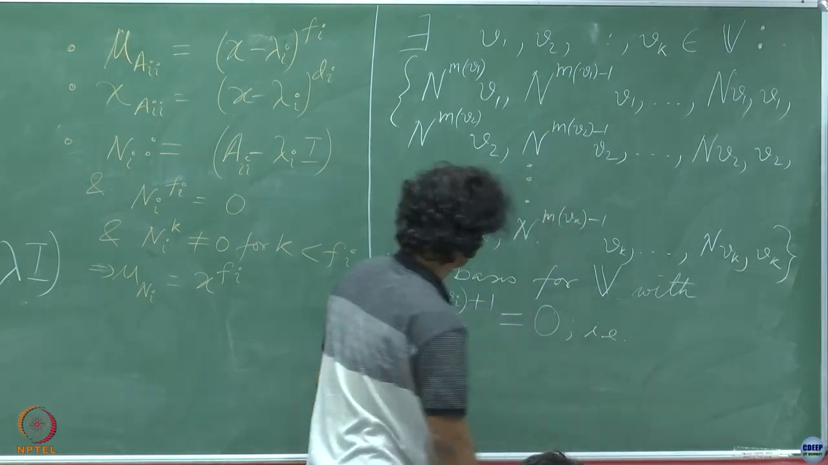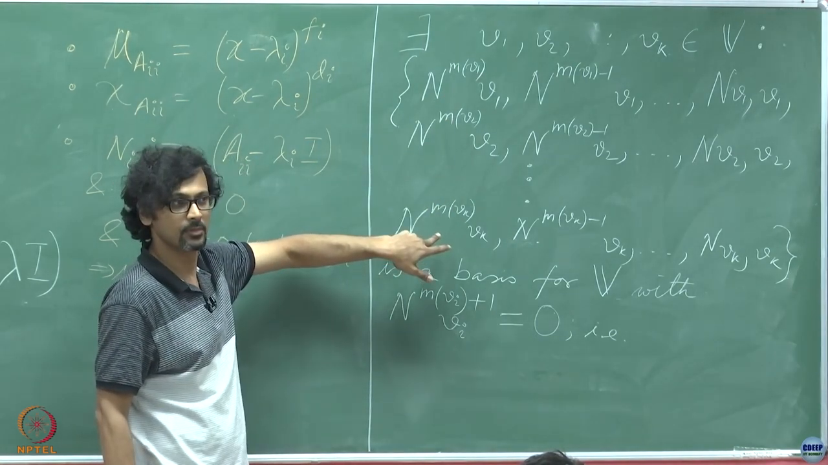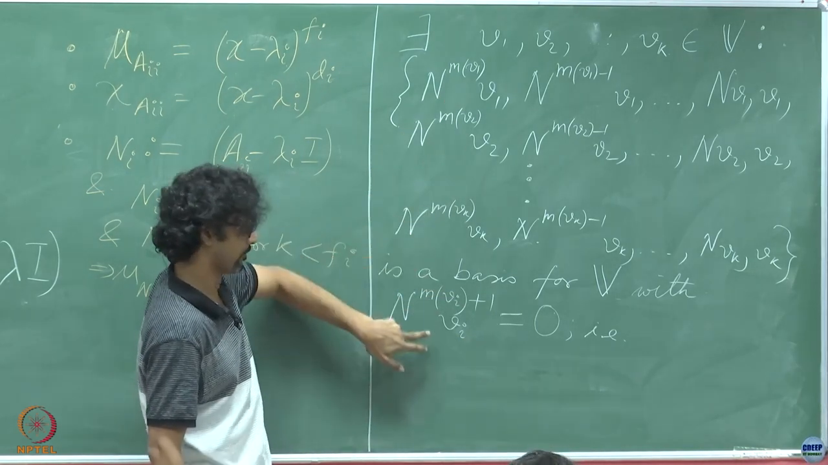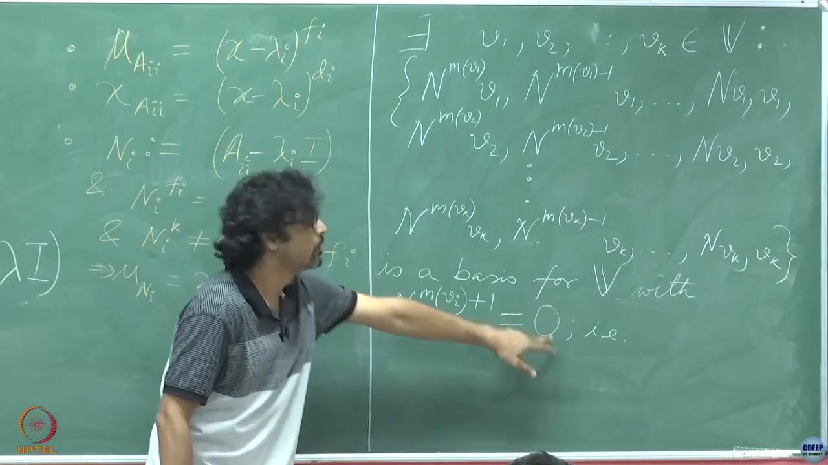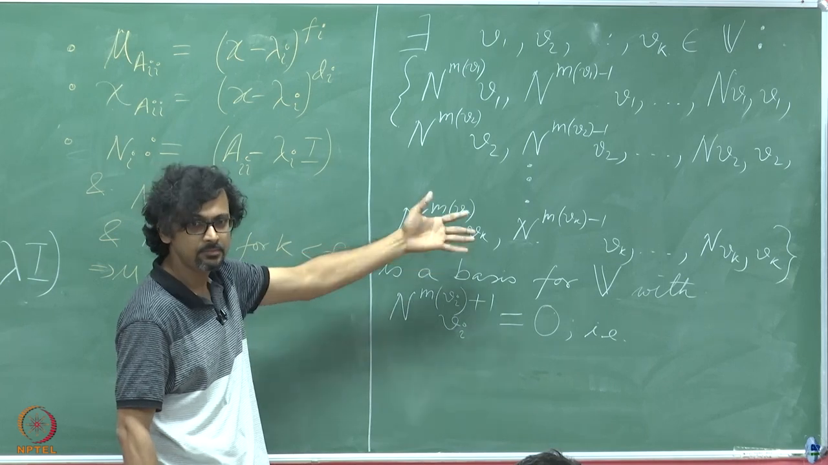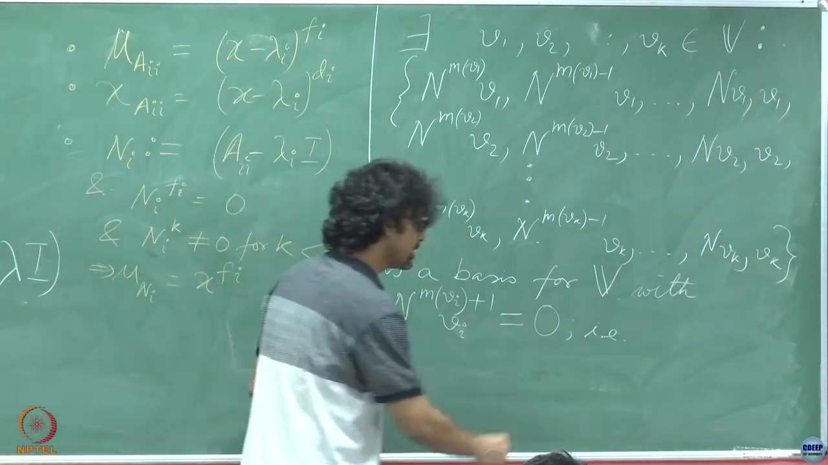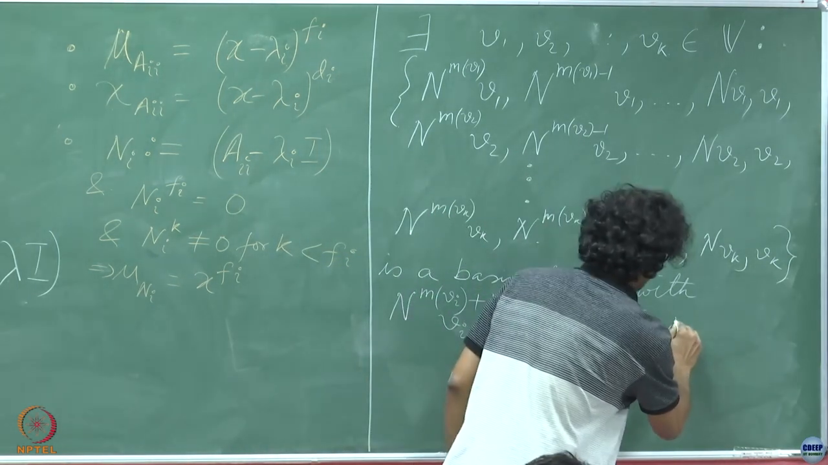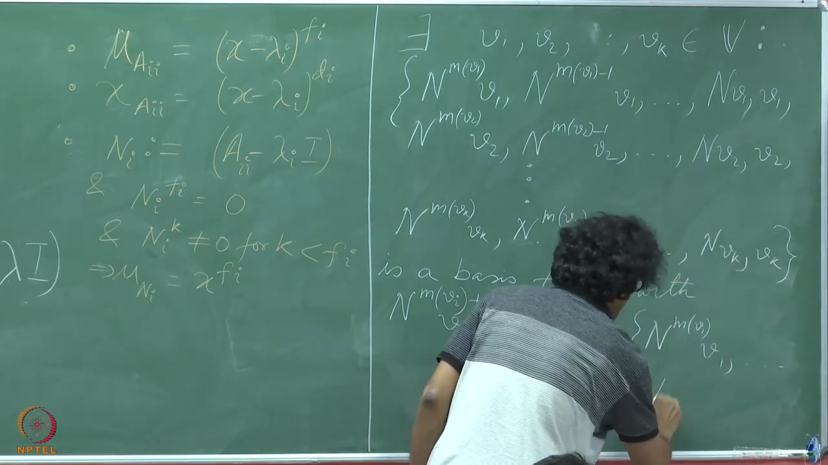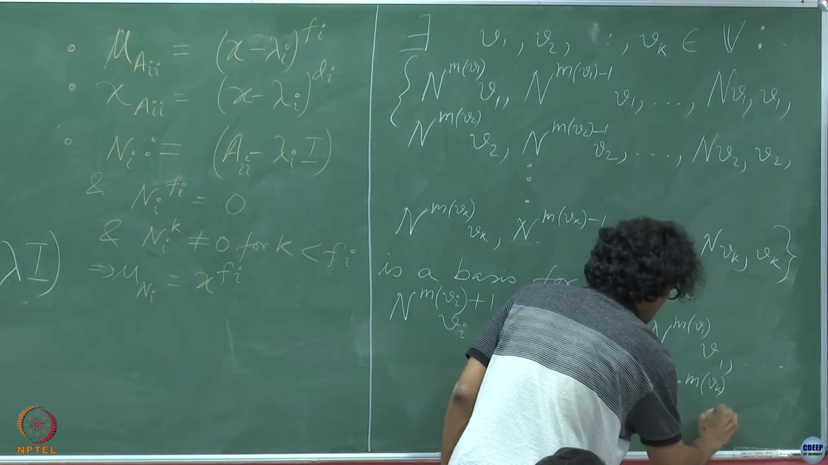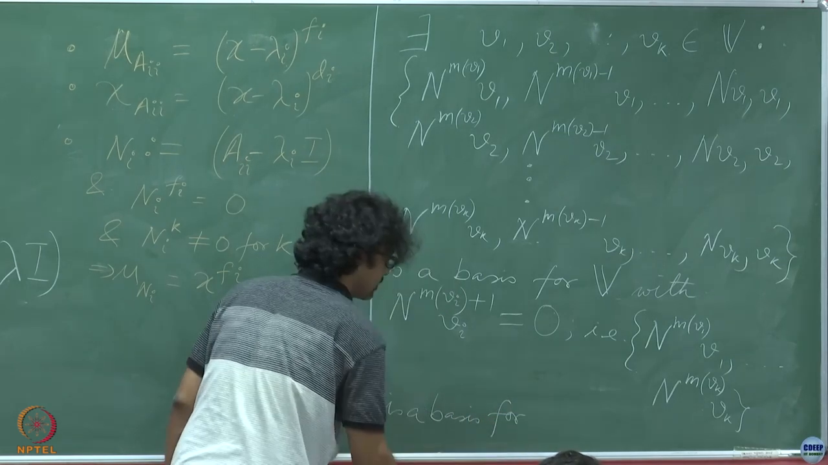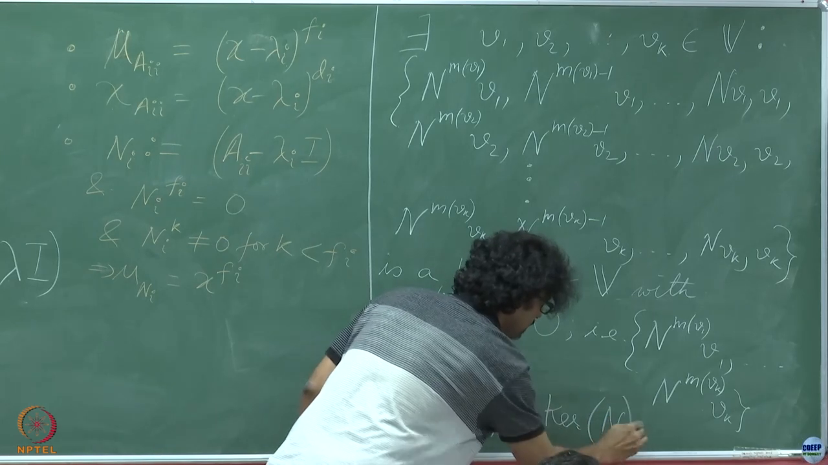which tells me what exactly? That is, look at these last fellows or the first fellows in these. What do you think they are a basis for? If I hit these fellows, according to this premise, with another N, they get taken to 0. So these fellows that I'm starting each of these blocks from, they form a basis for the kernel of N. That is, N to the power m_v1 v1, until N to the power m_vk vk, is a basis for kernel N, okay?